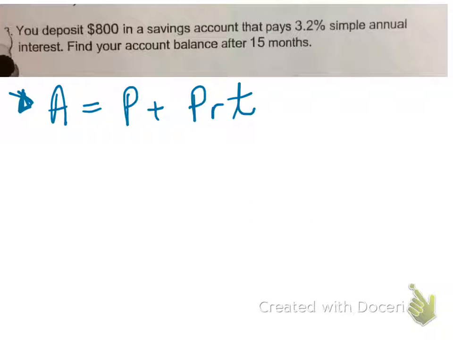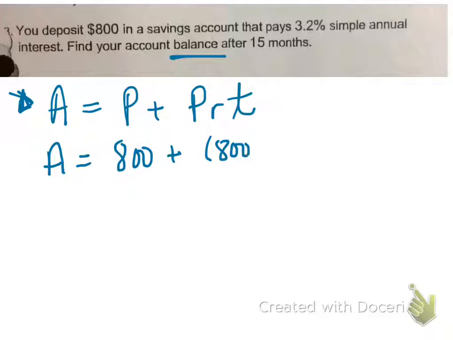All right, last problem. You deposit $800 in a savings account that pays 3.2% simple annual interest. Find your account balance. So again, read the direction and decide whether you're finding just the interest, which would be the formula I equals PRT, or whether they're asking you for the balance, which would be A equals P plus PRT. So we're doing the balance here.